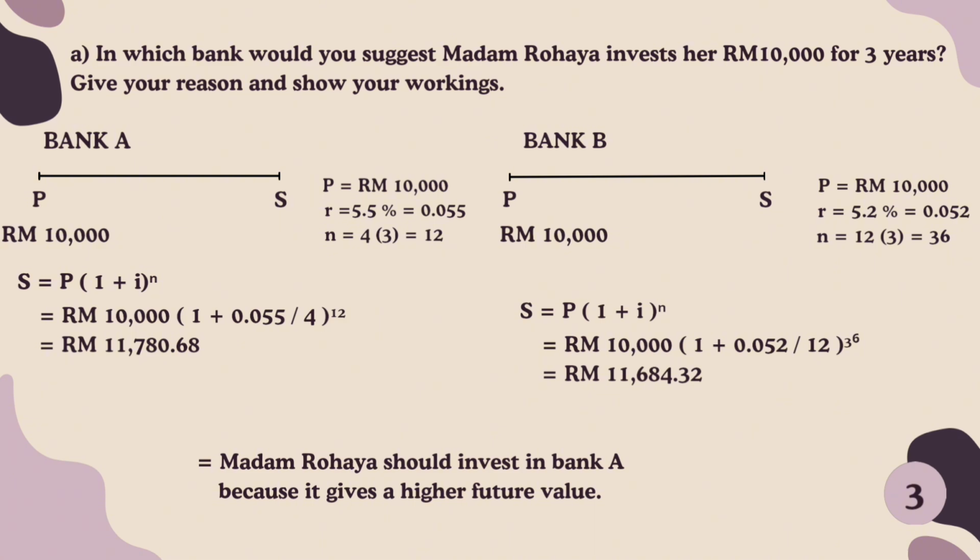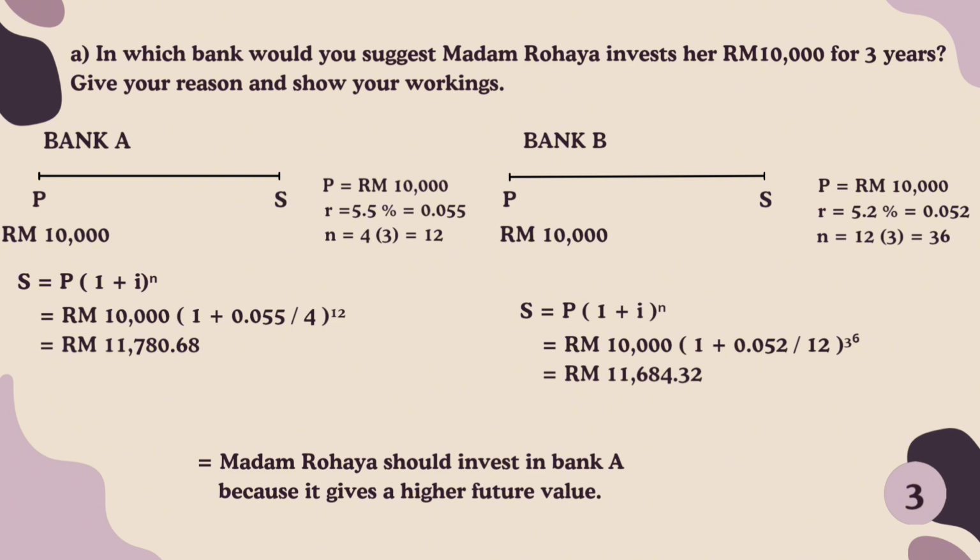For Bank B, use the same formula. P is 10,000 ringgit, I equal to 0.052 divided by 12. And N is 12 multiplied with 3 equal to 36. So 10,000 ringgit in bracket 1 plus 0.052 divided by 12 the power of 36. 0.052 divided by 12 plus 1 the power of 36 multiplied with 10,000 ringgit. The answer is 11,684 ringgit 32 cents.